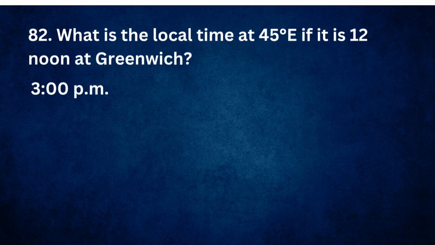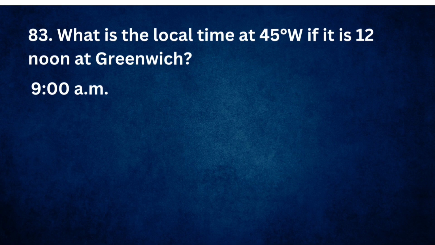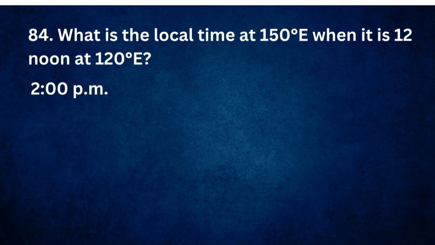What is the local time at 45 degrees east if it is 12 noon at Greenwich? 3 p.m. What is the local time at 45 degrees west if it is 12 noon at Greenwich? 9 a.m. What is the local time at 150 degrees east when it is 12 noon at 120 degrees east? 2 p.m.